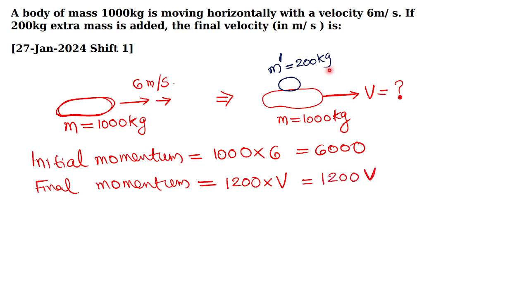This complete system is moving with a common speed that I don't know. Let me assume that it is v. Is there any external force? Did I apply any force on the moving body? No. So initial momentum is equal to final momentum. So 6000 is equal to 1200 v.